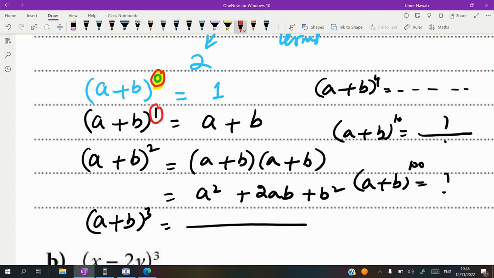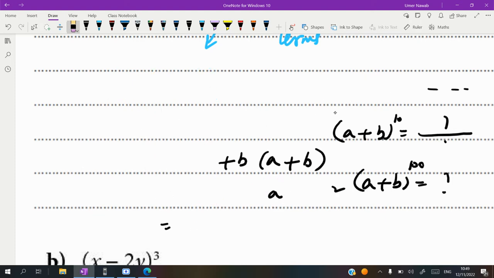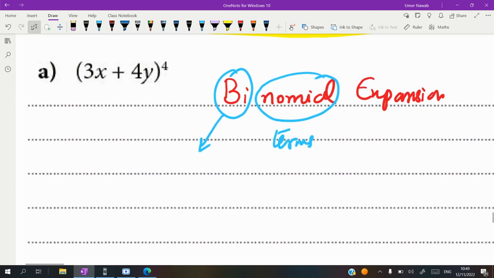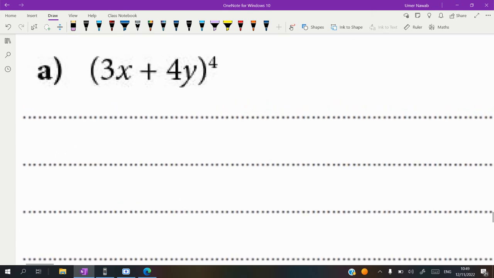For example, if I have power 1, how many terms do I get? Two terms. If the power is 2, how many terms will I get? Three terms. So I can make a conjecture that if we have the power n, the number of terms will be one more than n, so n plus 1 terms will appear. In binomial expansions, I am trying to expand the two terms with some positive integer power.